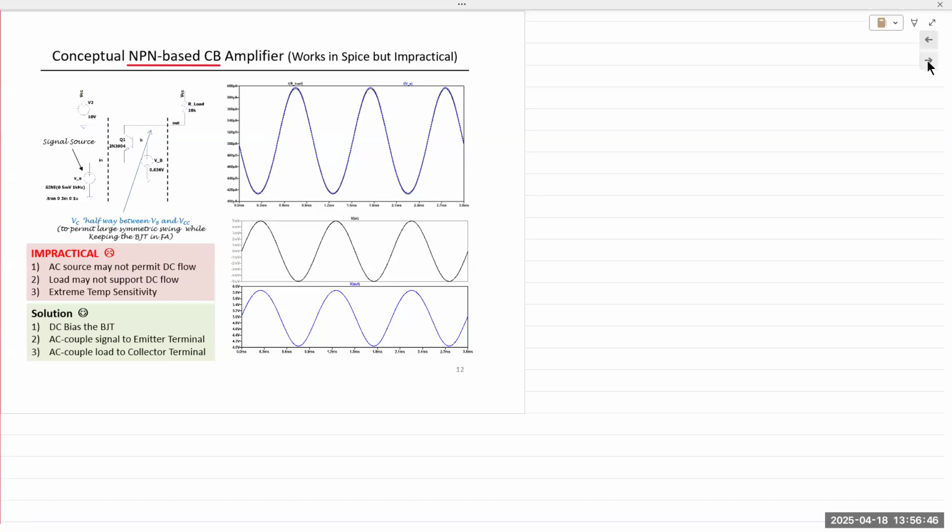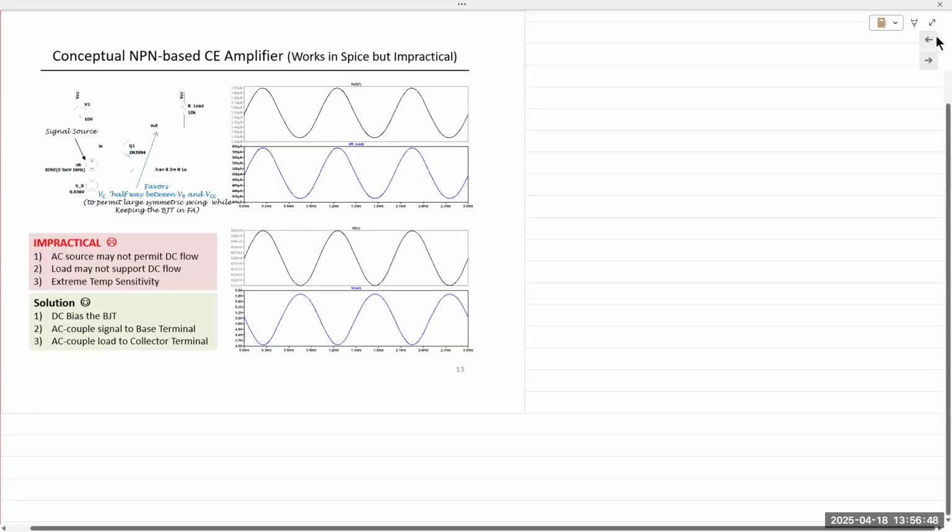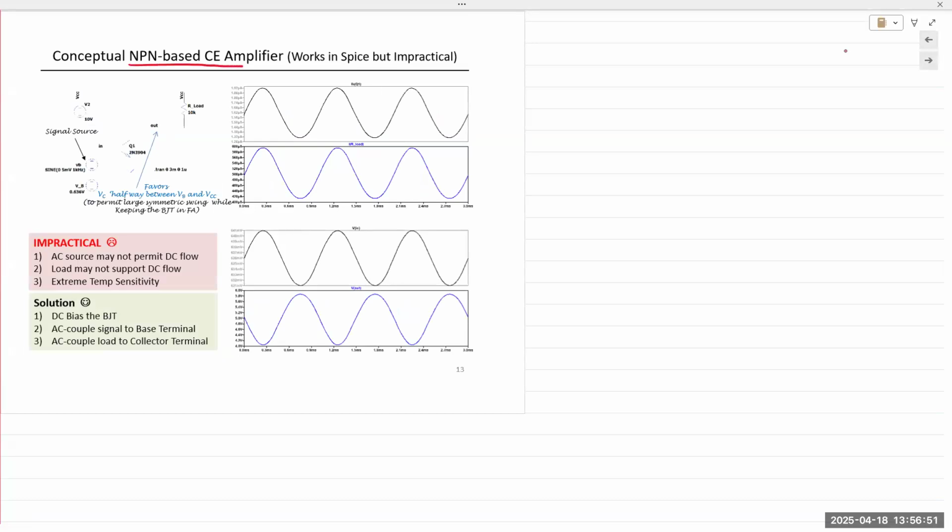What we'll actually work with is an NPN CE amplifier. Now, a CE amplifier would work. Actually, all amplifiers work, but they require a lot of design considerations, and those design implementations are not trivial. A CE amplifier is like this. The input goes in, that's the AC and the DC, and the output is taken here. The emitter is common to the input side and the output side.